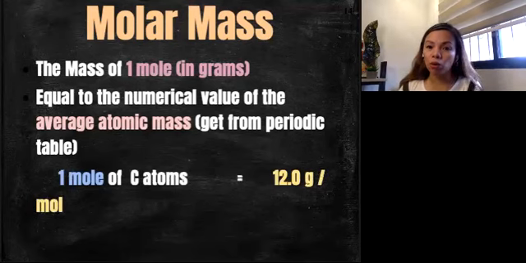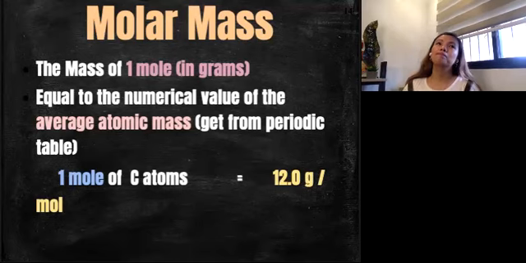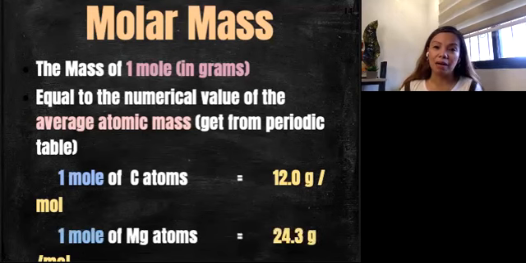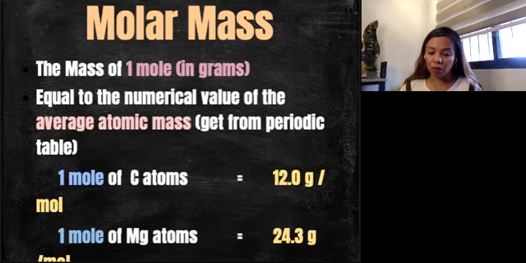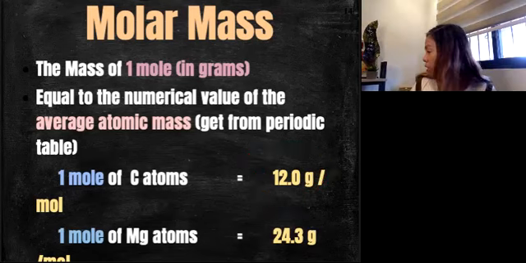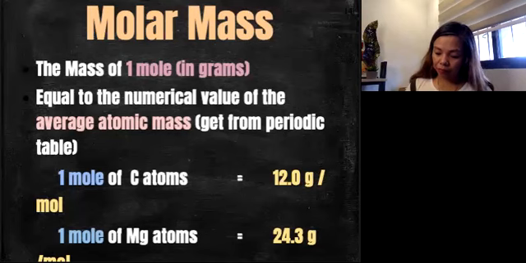When we say 1 mole of magnesium atoms, it also means 24.3 grams per mole. Okay, so where did I get this? Again, periodic table. For uniformity purposes, we will be using 2 decimal places.